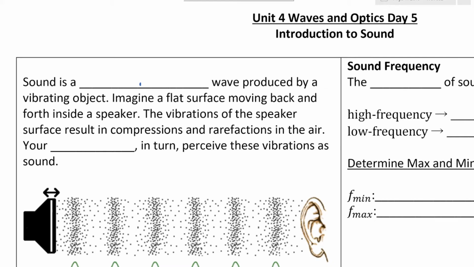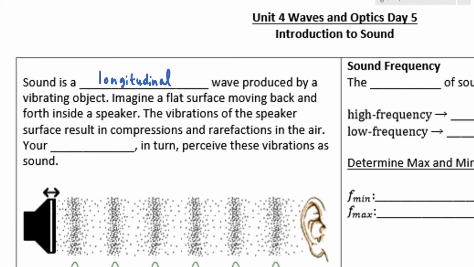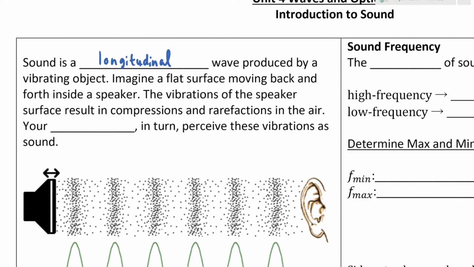To refresh your memory, we have to remember that sound is not a transverse wave. So the particle in a sound wave does not move the same way as a particle on a rope. Sound is a longitudinal wave, produced by vibrating objects. Imagine a flat surface moving back and forth inside a speaker. The vibration of the speaker surface results in a compression and rarefaction in the air.